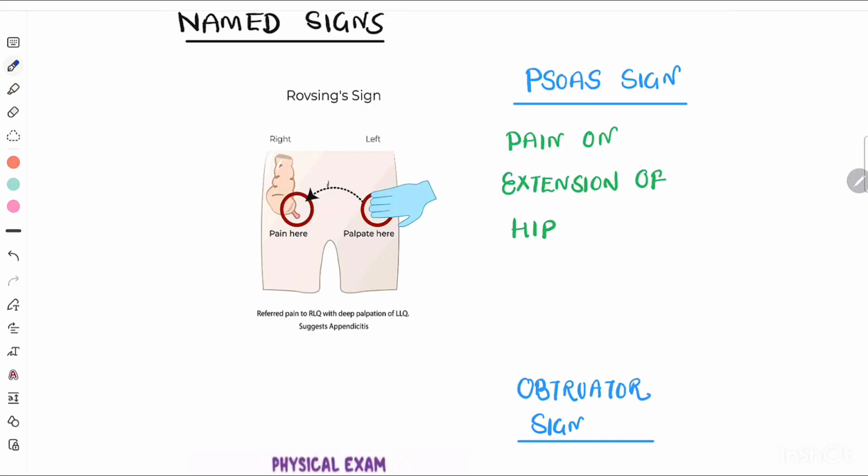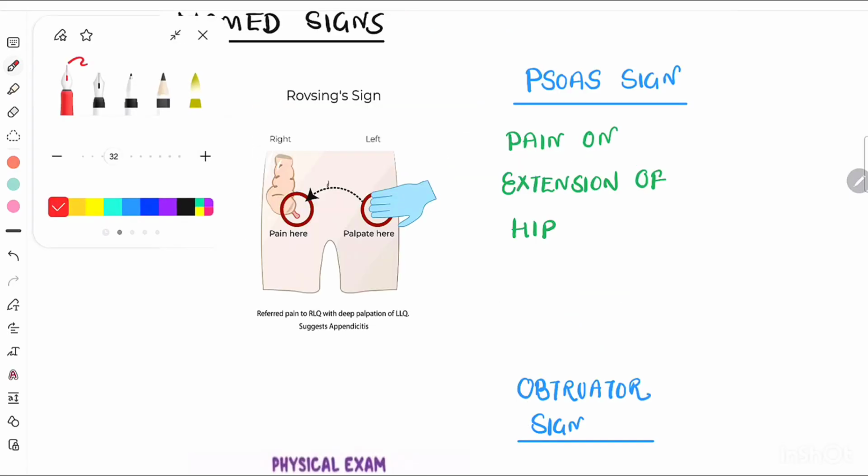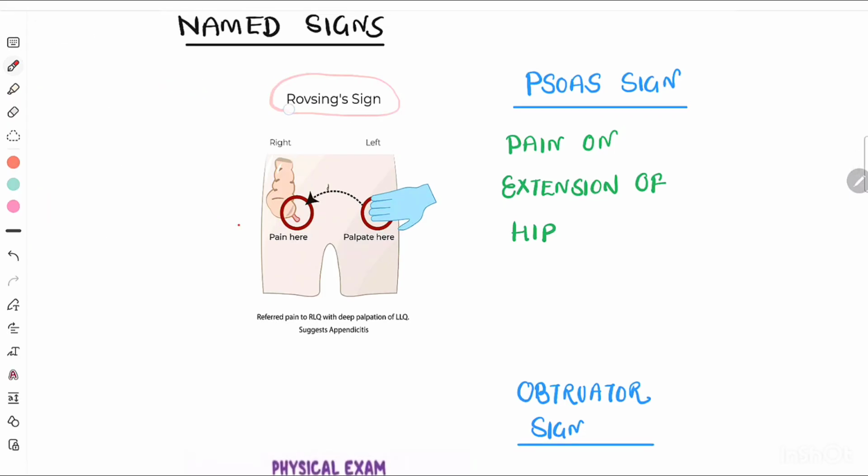After the pointing sign, we are going to discuss the Rovsing sign. In Rovsing sign, on palpation of the left iliac fossa, there will be pain in the right iliac fossa. Here we are going to palpate the left iliac fossa, and there will be pain in the right iliac fossa because the appendix is already inflamed.